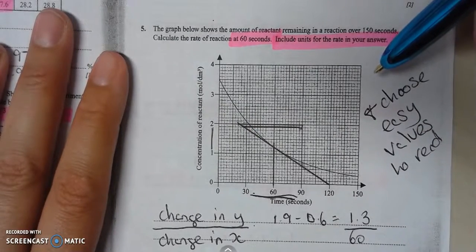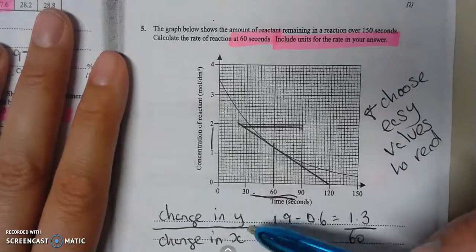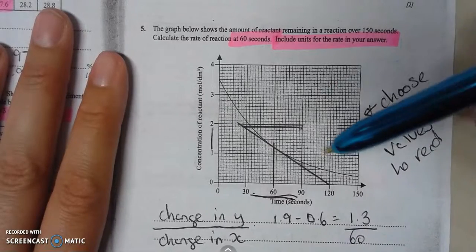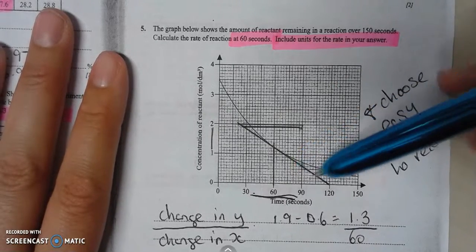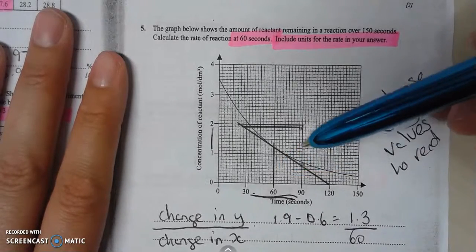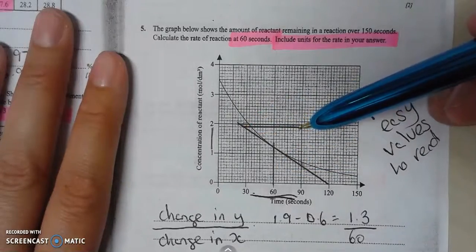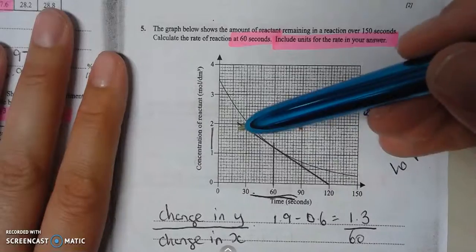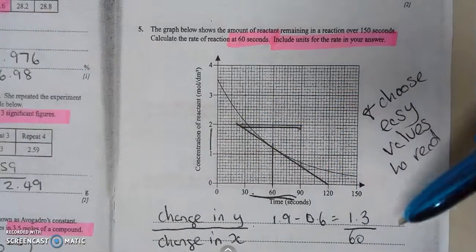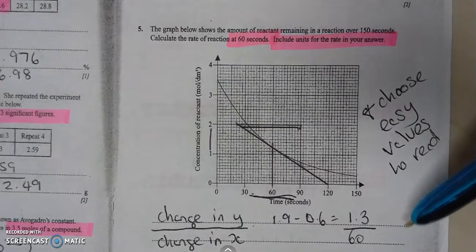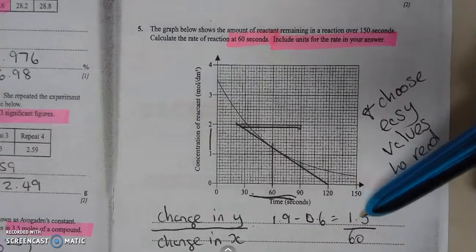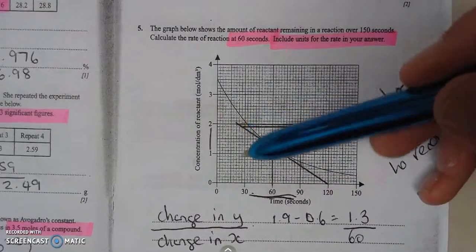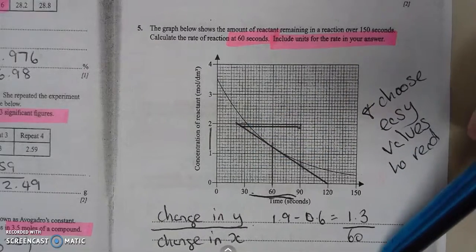When I started to look at the values that I was going to use to work out my change in y divided by my change in x, I just thought to myself, okay, I want to make this as easy as possible. So if I do change in y divided by change in x, and I go from 30 to 90, that's going to be 60 seconds. And then by using that and that value, I could work out the difference was 1.3. So it's 1.3 divided by 60 because that's my x value. That was my y value, and the answer was 0.021.